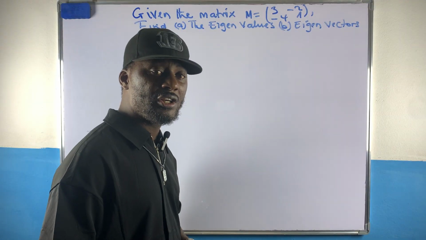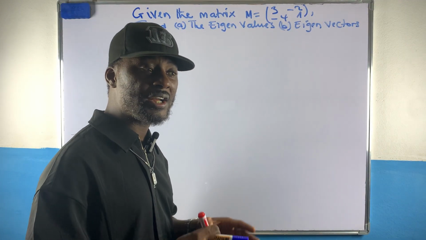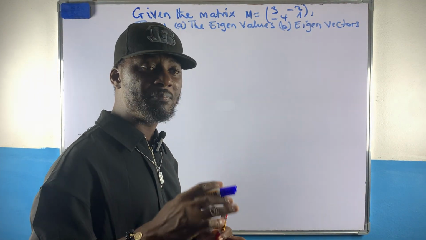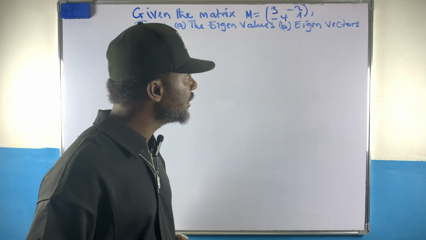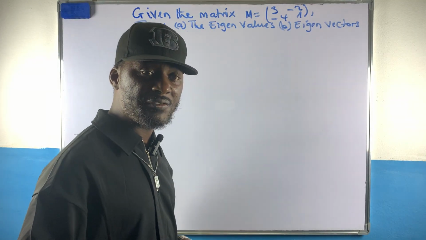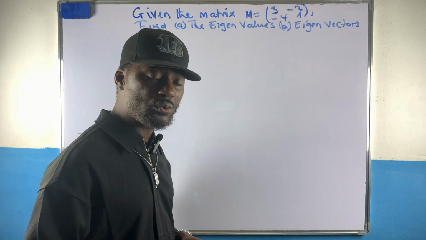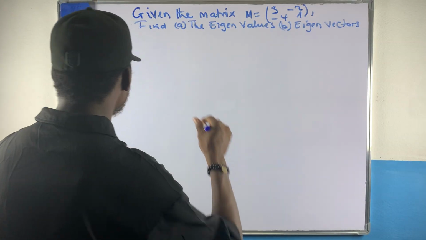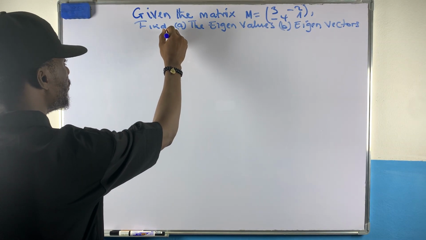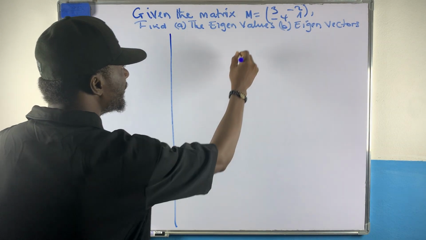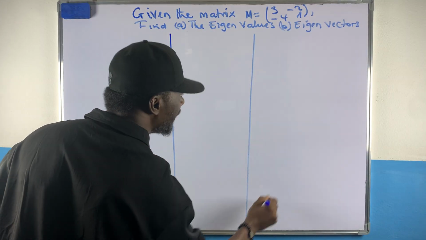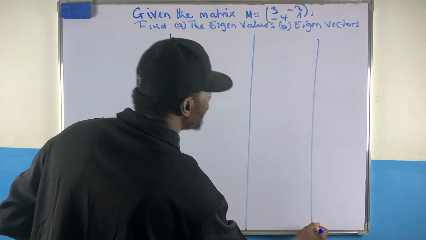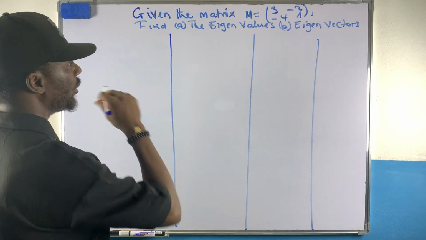There's a third part to this question, which has to do with finding the P, D, P inverse matrix. I'm going to handle that in my next video because I don't want this video to be too long. So what is the first thing that we do in finding eigenvectors and eigenvalues? What is the first thing that we do?